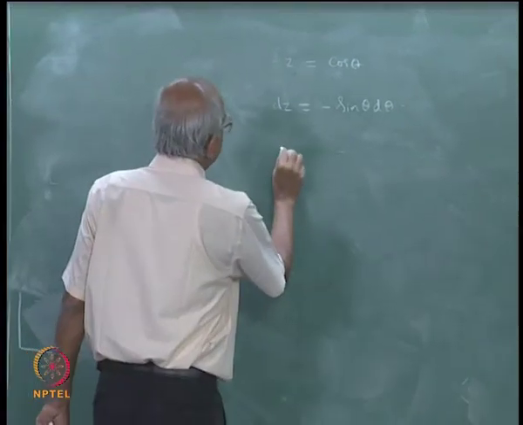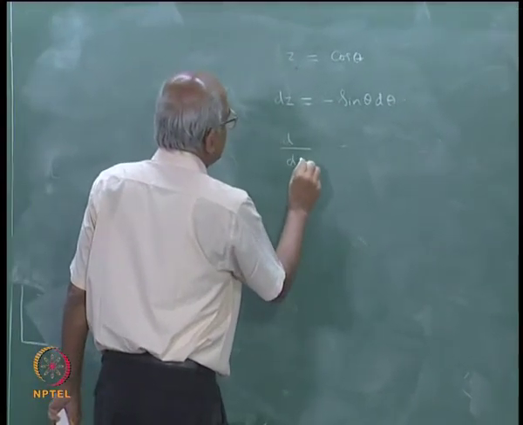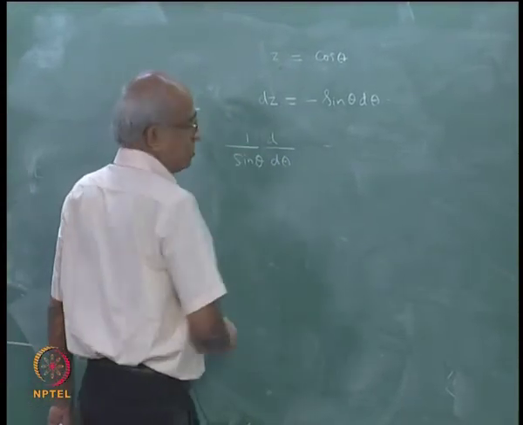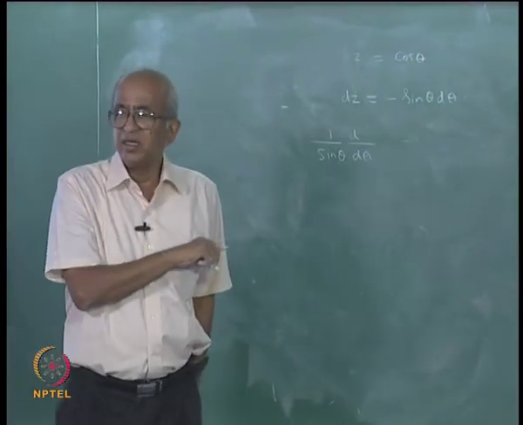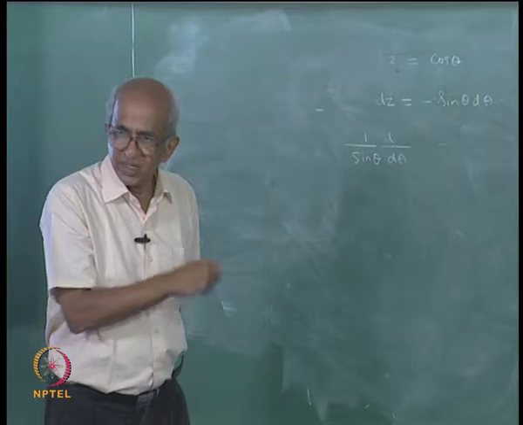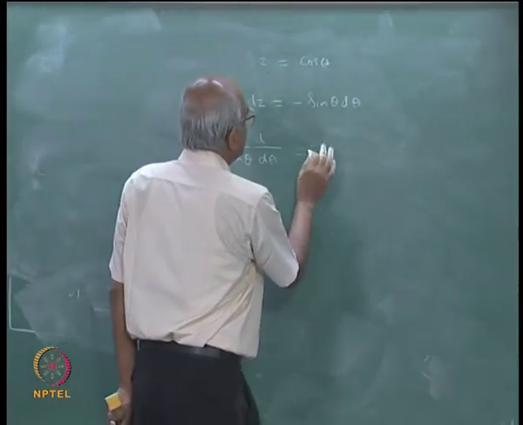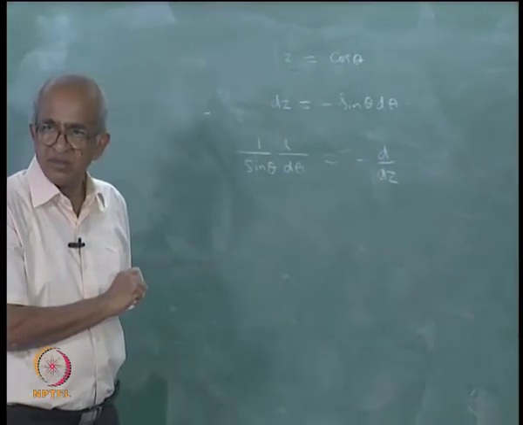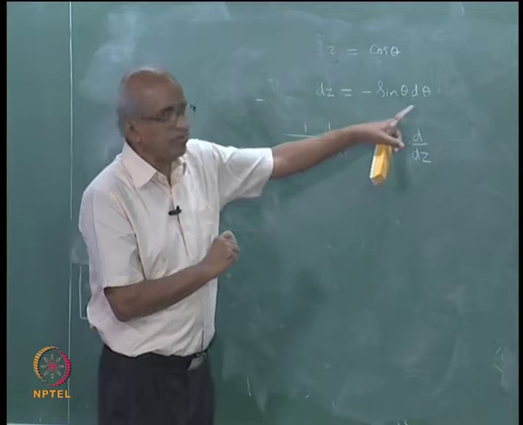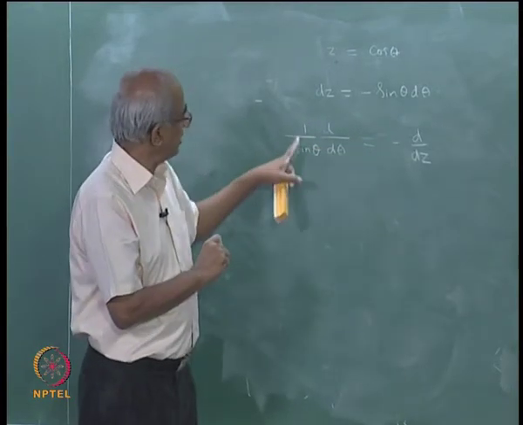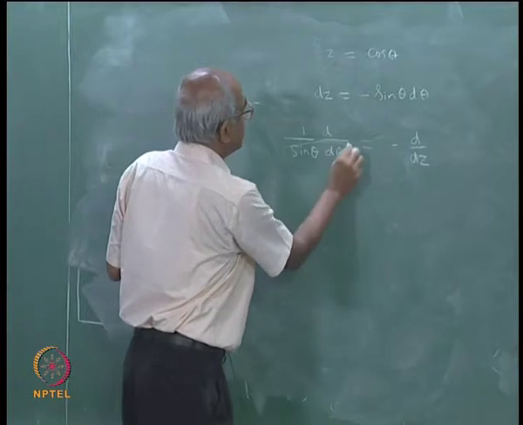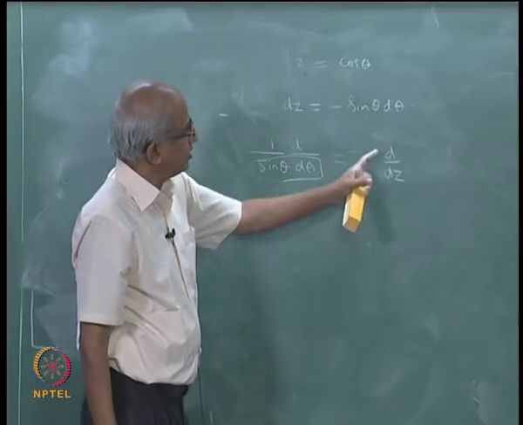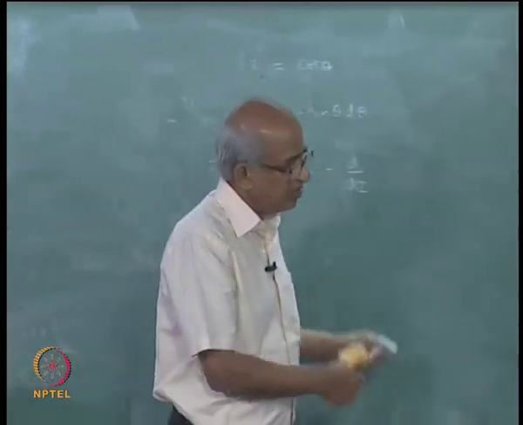Therefore, if you had something like 1 by sin theta d by d theta, what is it actually? That is nothing but minus d by dz, correct? See, dz is minus sin theta d theta. So, therefore, 1 by sin theta d by d theta is minus d by dz, and now you will see the reason why this is convenient.